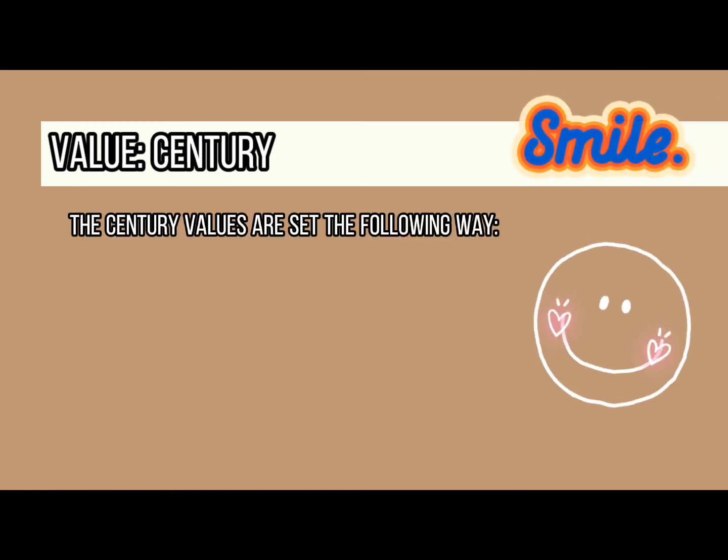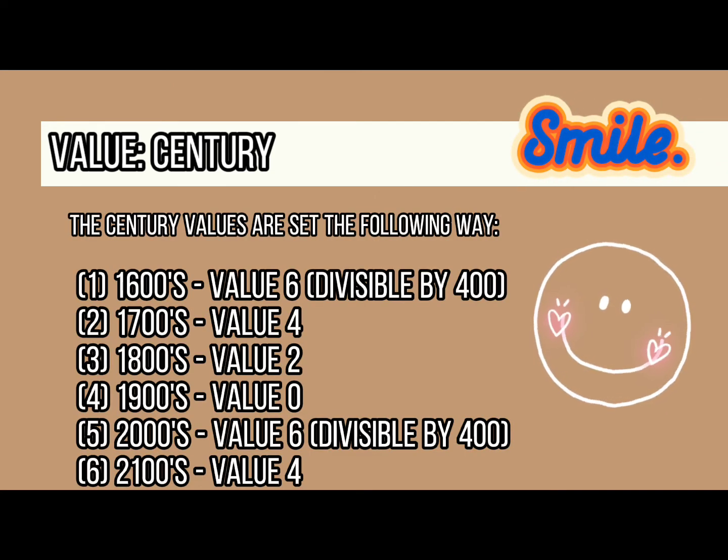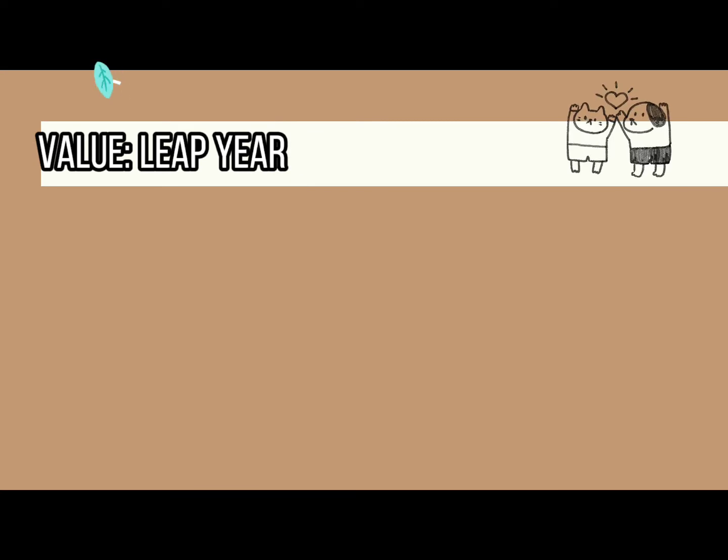Next is the value century. The century values are set the following way. It has a set value of either 6, 4, 2, or 0. If a century is divisible by 400, then the value is 6. The following century would have the value of 4, the next one would have the value of 2, and the following one is 0. And the last one is the leap year.